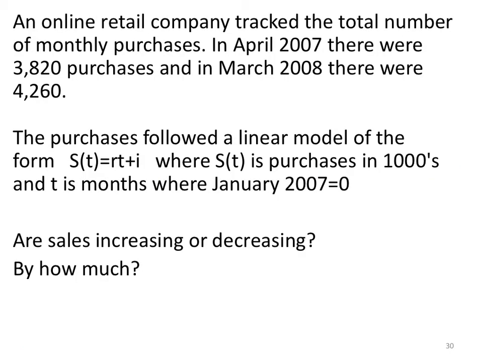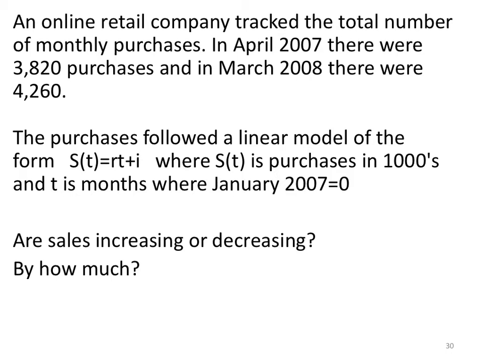Yeah, there it is. An online retail company tracked the total number of monthly purchases. In April 2007, there were 3,820 purchases, and in March 2008, there were 4,260. The purchases followed a linear model of the form S of t equals R t plus I. So R would be the rate, and I is what we would call the initial value, where S of t is purchases in thousands, and t is months, where January 2007 equals 0. So are our sales increasing or decreasing, and by how much?